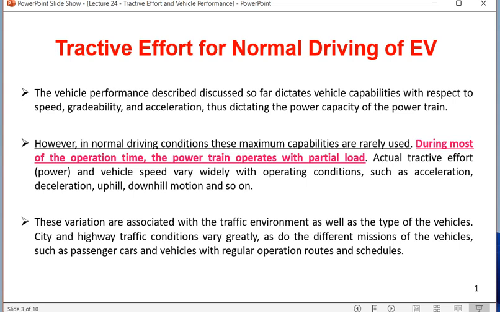It can be tested with regular operation routes, with regular schedules, or with a very abrupt or randomly changed schedule with unknown terrain. All these different conditions help us to understand the vehicle better.